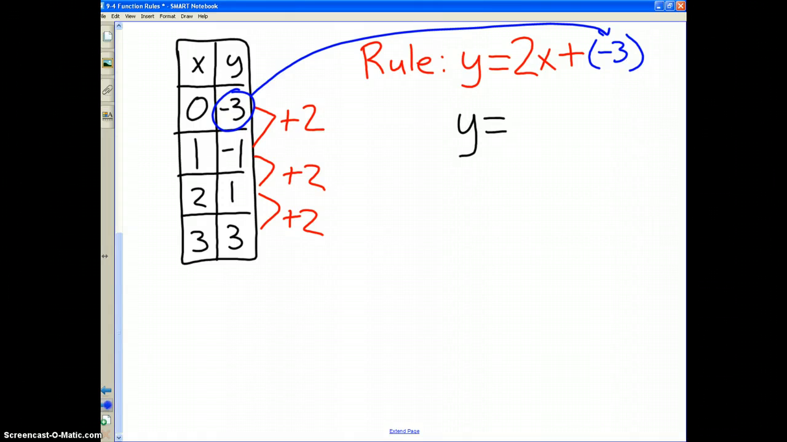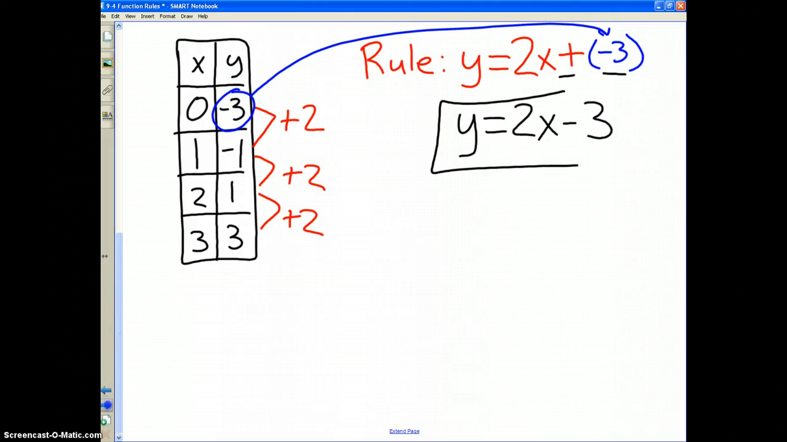So we have y equals 2x stays the same, but if we add a negative, it's the same thing as just subtracting that same number. So instead of 2x plus a -3, we're going to have a final rule of y equals 2x minus 3. Y equals 2x minus 3. I'll leave that up there for a few more seconds just so everybody can copy it down. We just have one more topic that's pretty easy.